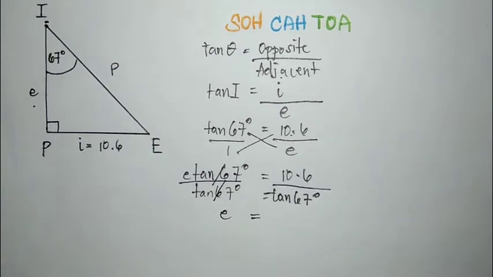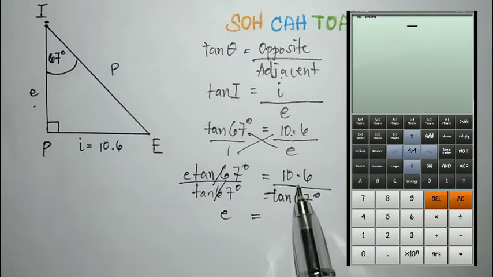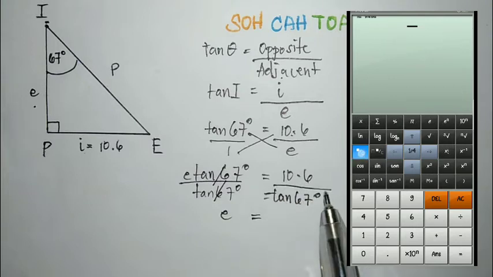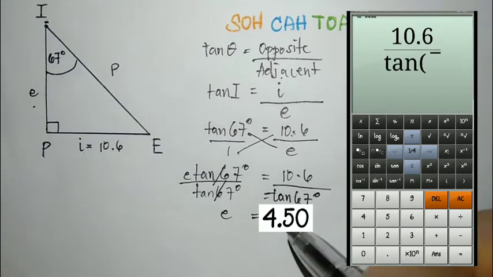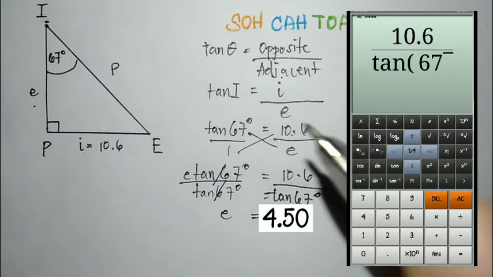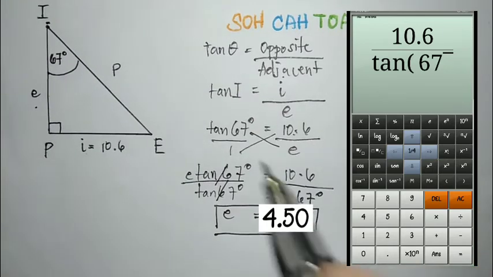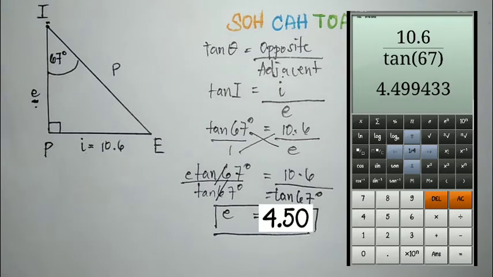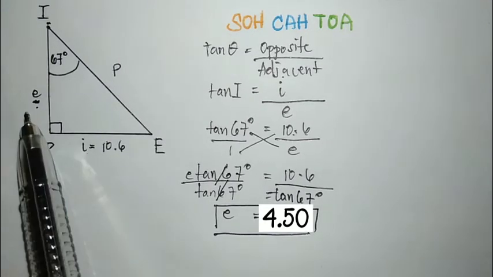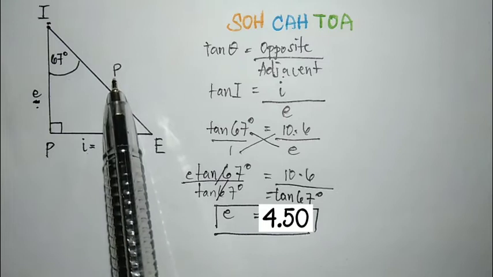Siyempre, gagamit tayo ng scientific calculator. Ipa-flash ko sa screen kung paano natin ginawa ang pagsasolve nitong 10.6 over or divided by tangent 67 degree. And we've come up with the answer as 4.49. So, yan na yung ating side E. Okay? Ang side E natin is 4.49. And then next is, dahil nga nahanap na natin si side E, dito na tayo kay side P.